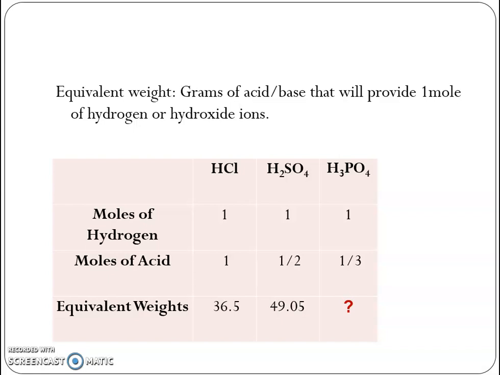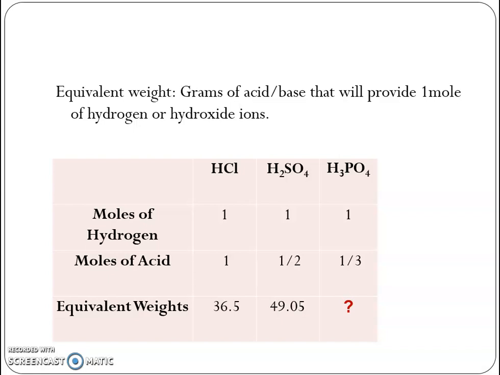Similarly, you can see H3PO4. Here 1 mole of phosphoric acid contains 3 moles of hydrogen. That is, 3 moles of hydrogen will be given by 1 mole of acid. So 1 mole of hydrogen will be given by 1 upon 3 moles of the acid. The equivalent weight of HCl is its molecular weight divided by the moles of hydrogen, or you can say its basicity, that is 1. So it will be 36.5.